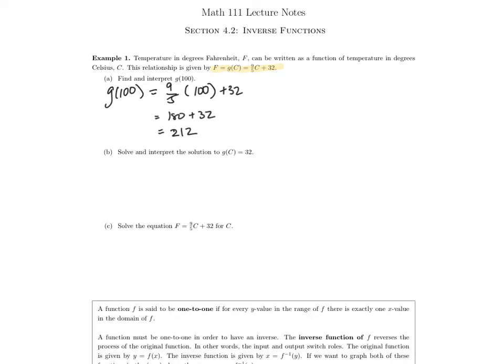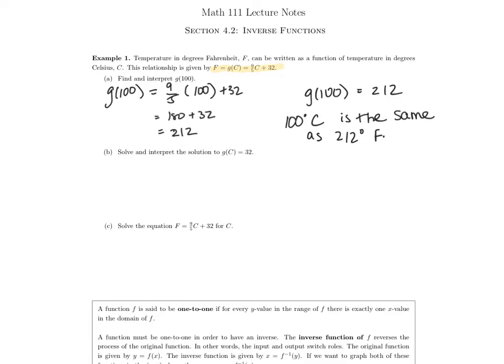So since we know that G of 100 is equal to 212, when we plug in C, or 100 degrees Celsius, we get out 212 degrees F, or Fahrenheit. So we can say that 100 degrees Celsius is the same as 212 degrees Fahrenheit. Now, I'm writing a sentence because it says interpret, but also because this is a story problem. Whenever we're dealing with a story problem, we're going to want to put our answers into context.